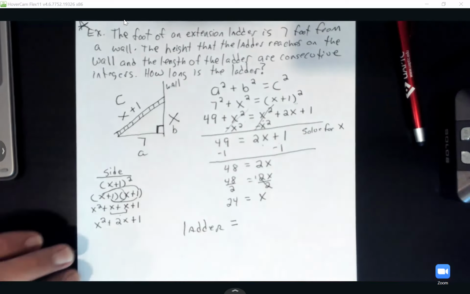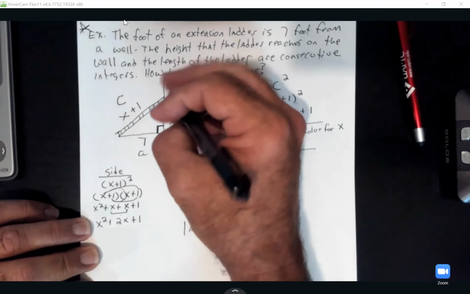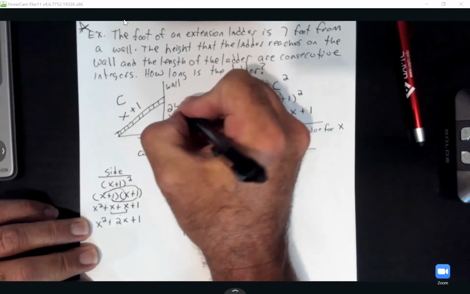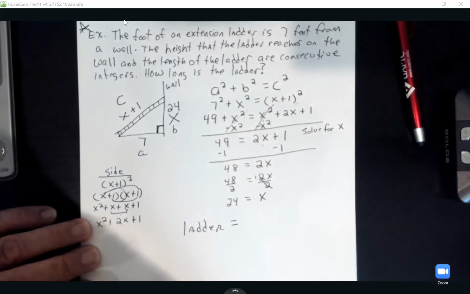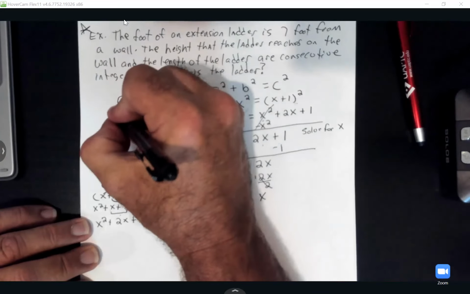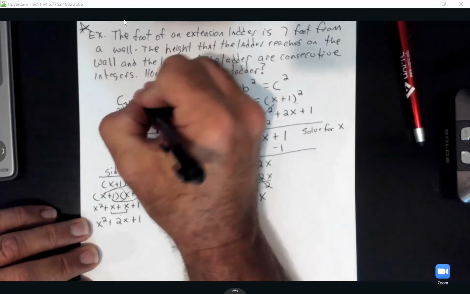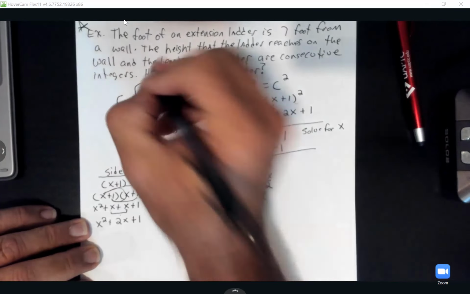Oh, so I got somebody. Because remember, here's my x, and x is 24. So look at your ladder. 25. There you go. You got to come in and do your 24 plus 1, and that ladder is actually 25. There you go.